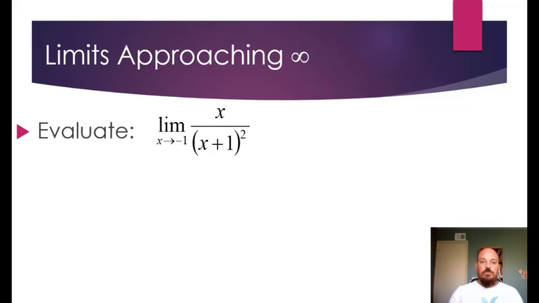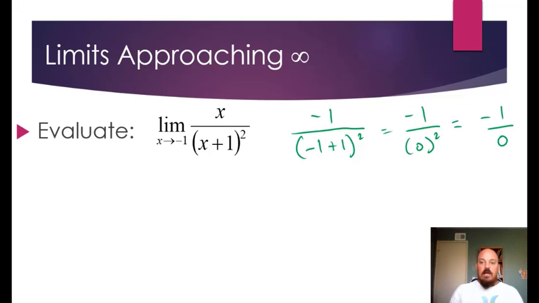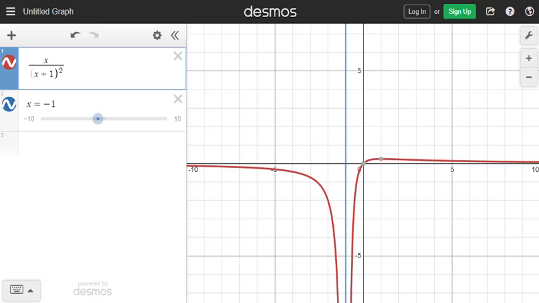Now let's start the same way. Let's do our direct substitution again. So I plug in negative 1 for x, negative 1 plus 1 squared. So I get negative 1 over 0 squared, and 0 squared is still 0. So I definitely have a vertical asymptote. Again, that part didn't change. So what I want to do now is go back to Desmos. I'm only going to do Desmos this time. I'm not going to plug in numbers. But let's go back to Desmos and take a look and see what it looks like.